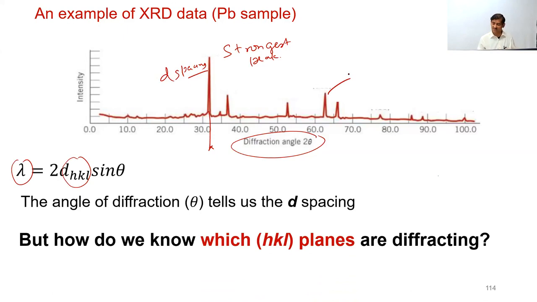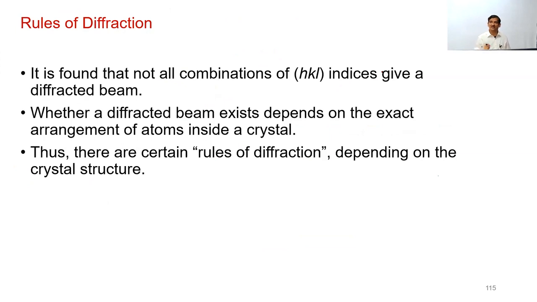based on this. Again, this plane will have its own value d2. But how do you know what planes those are? We just know the numbers, just the spacing. How do we know it is 111, 200, or anything else? Now here is where certain rules of diffraction come in handy. It is found that depending on the kind of crystal structure, a lot depends on the particular combination of the HKL plane indices, which decide whether or not we will have a diffracted beam at all.